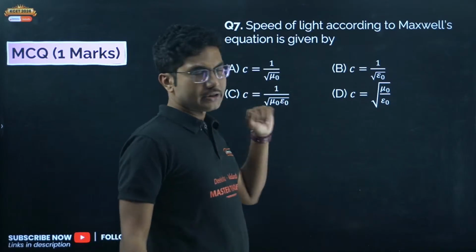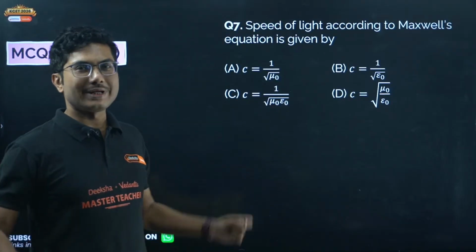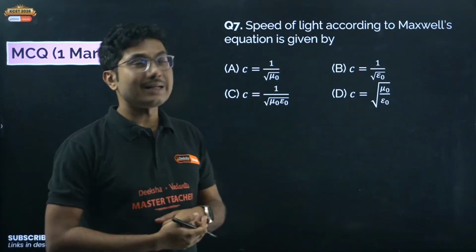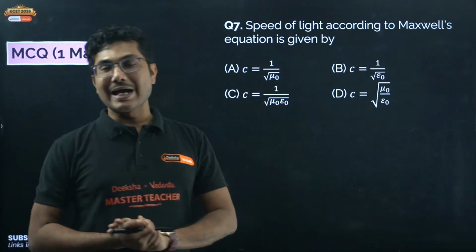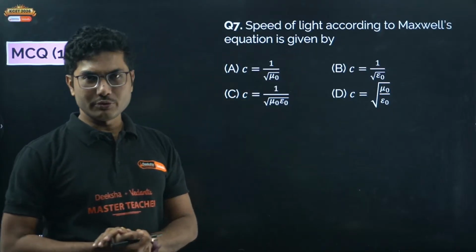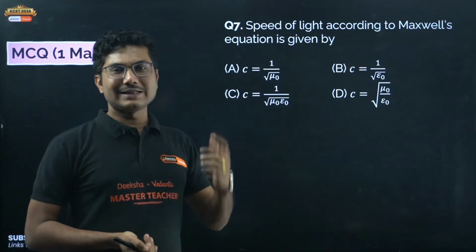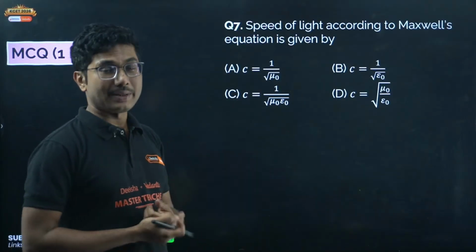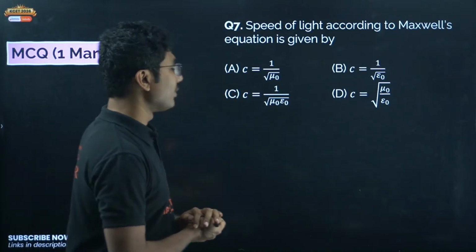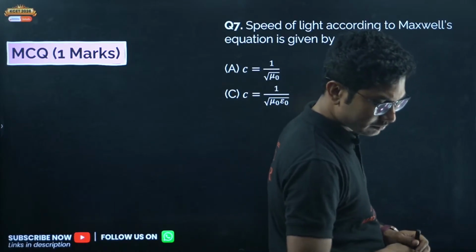Next question: speed of light according to Maxwell's equation is given by. From Maxwell's equations we actually calculate the speed of light, and that turns out to be an exact match for the speed of light measured through experiment, and that's why we can say that light is an electromagnetic wave. Because this theory corresponds to electromagnetic wave theory, and it matches the experimental speed of light, we say that light is an electromagnetic wave. So which one is the correct answer for this question?